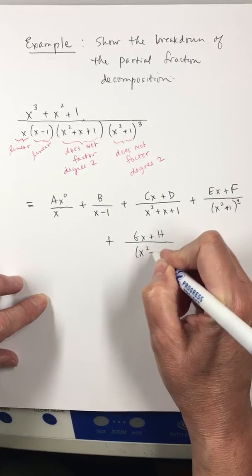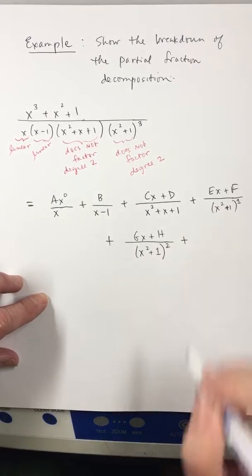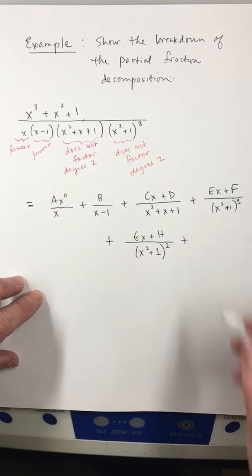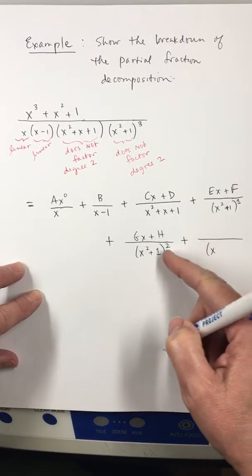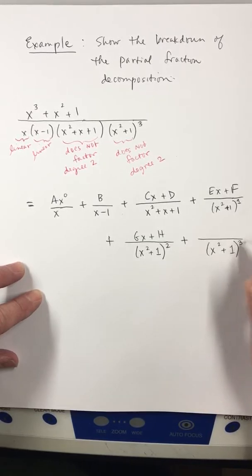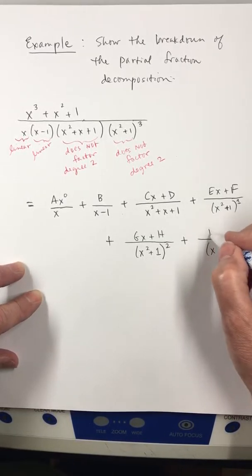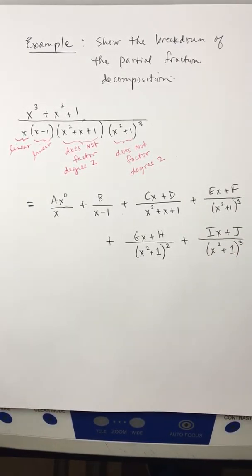over x squared plus 1, now to the second power, and then plus, I have to start with the exponent of 1 on the outside and increase it by 1 until I get to the power that's in this problem. So plus Ix plus J over x squared plus 1, that quantity is raised to the third. So that outlines the details on this partial fraction decomposition, how you set it up.